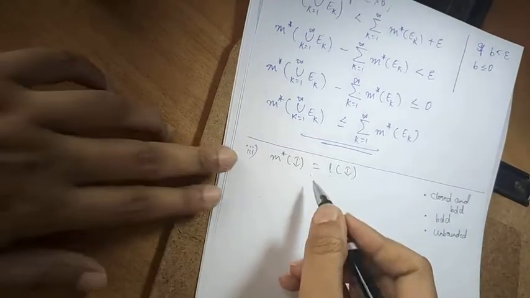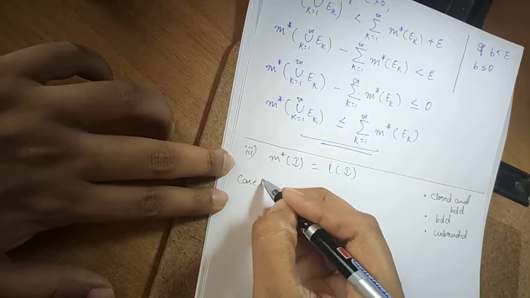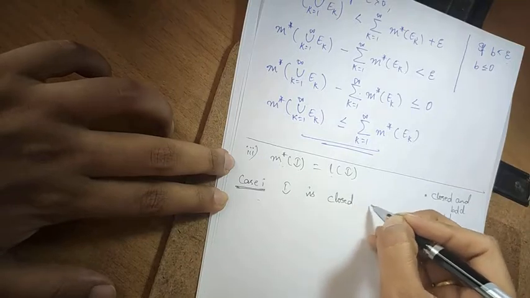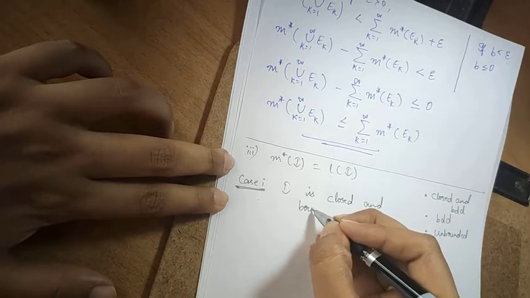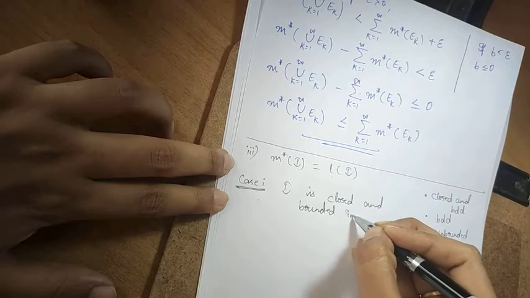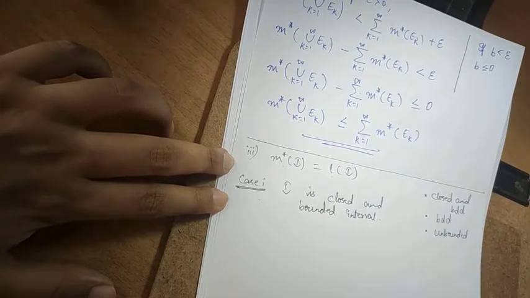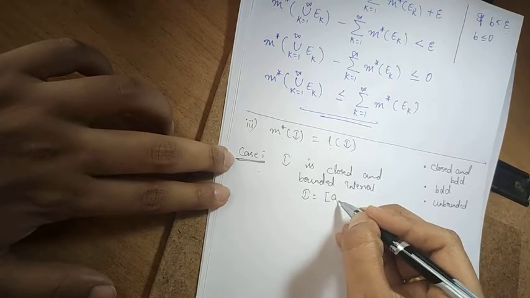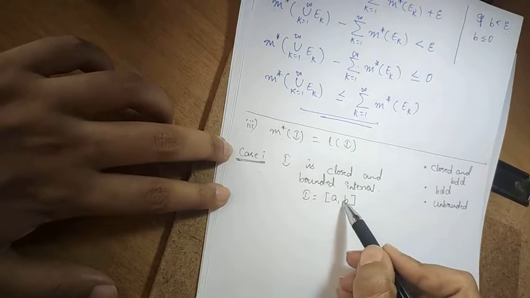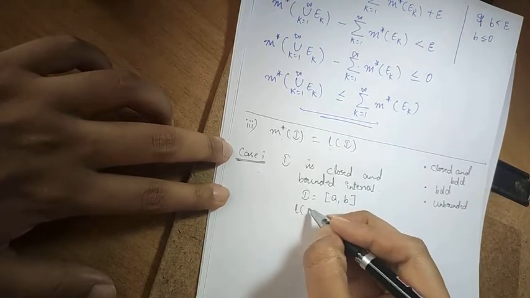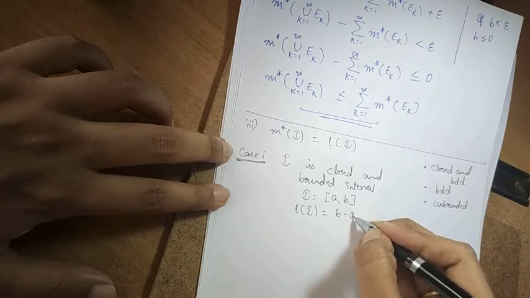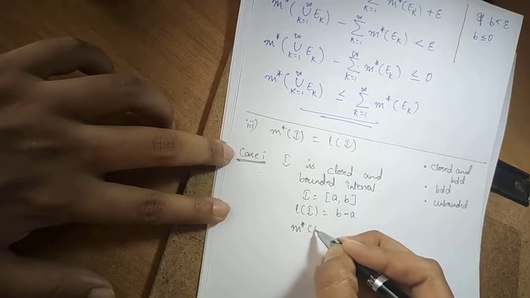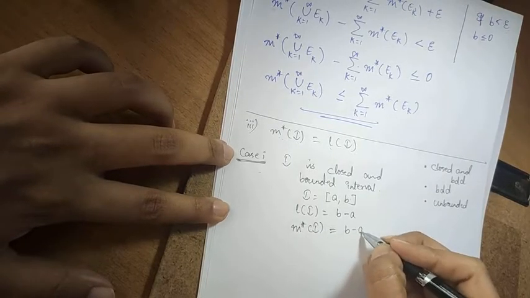Okay? So as I said, case 1: I is a closed and bounded interval. So I is the closed interval a comma b. If I find the length of this interval, L of I is equal to b minus a. Correct? So now I have to prove that m star of I is also equal to b minus a.